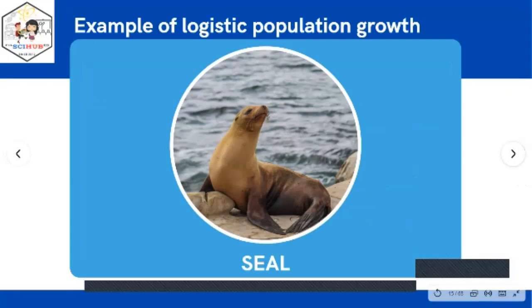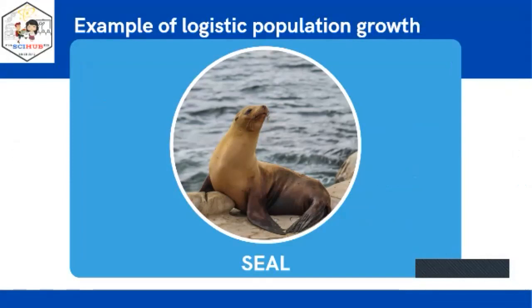One example of this type of growth is the growth of harbor seals. A natural population of seals shows real-world fluctuation leading to a logistic growth.